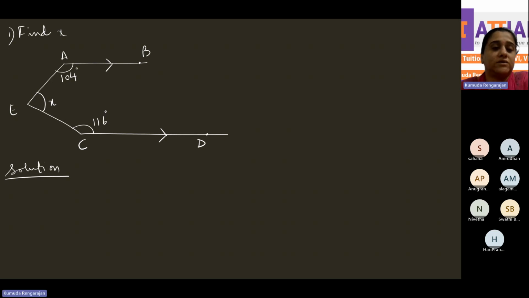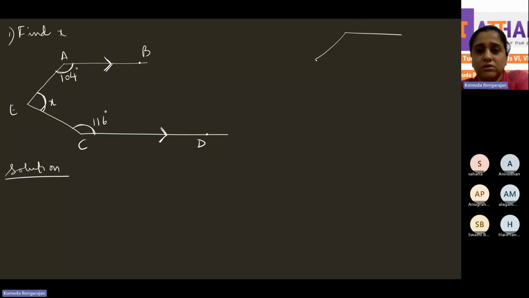All right. So here you understand that these arrows indicate parallel lines. So here AB is parallel to CD. It's not given in words, but from the way the arrows are marked, it's understood that AB is parallel to CD. Then some measures are given to you. This angle is 104 degrees. This one is 116 degrees. And this is what you'll have to find, X. Now, let me quickly show you how it is to be found.